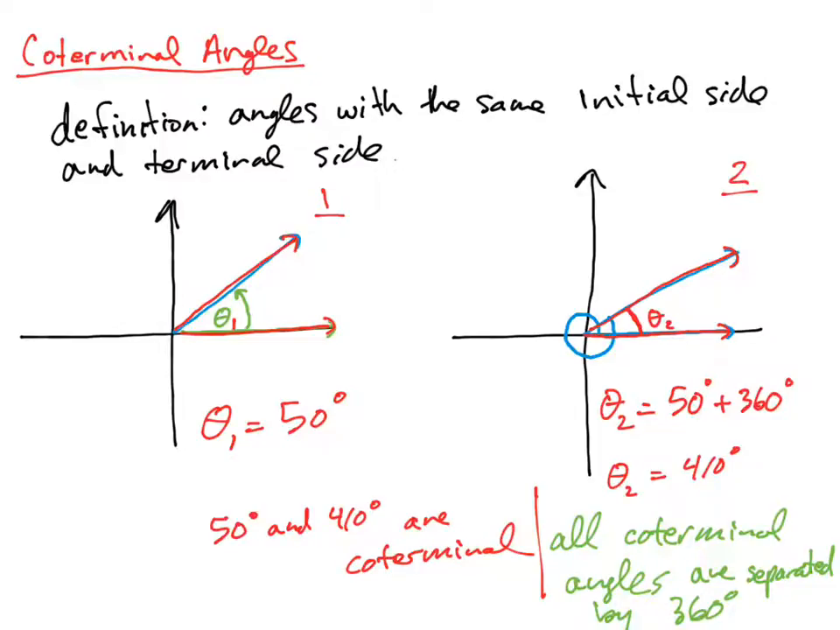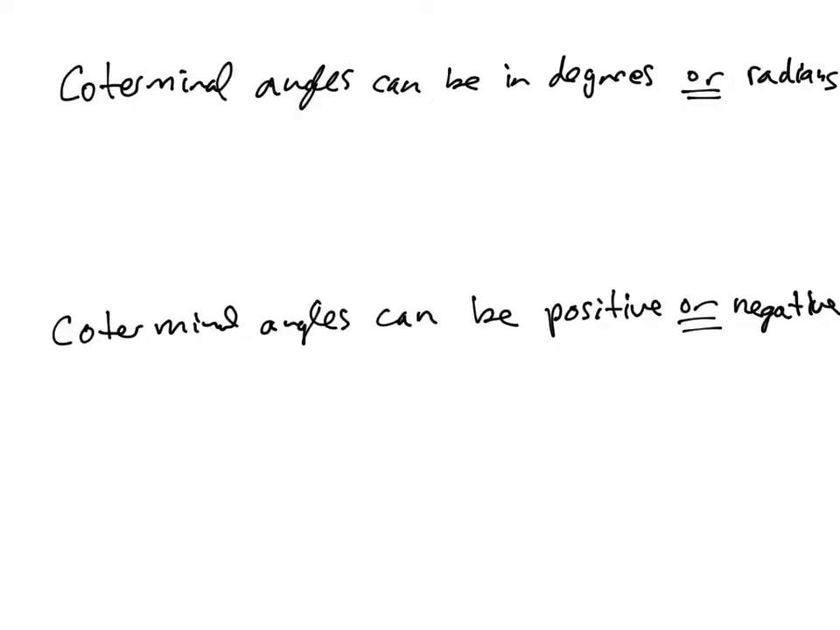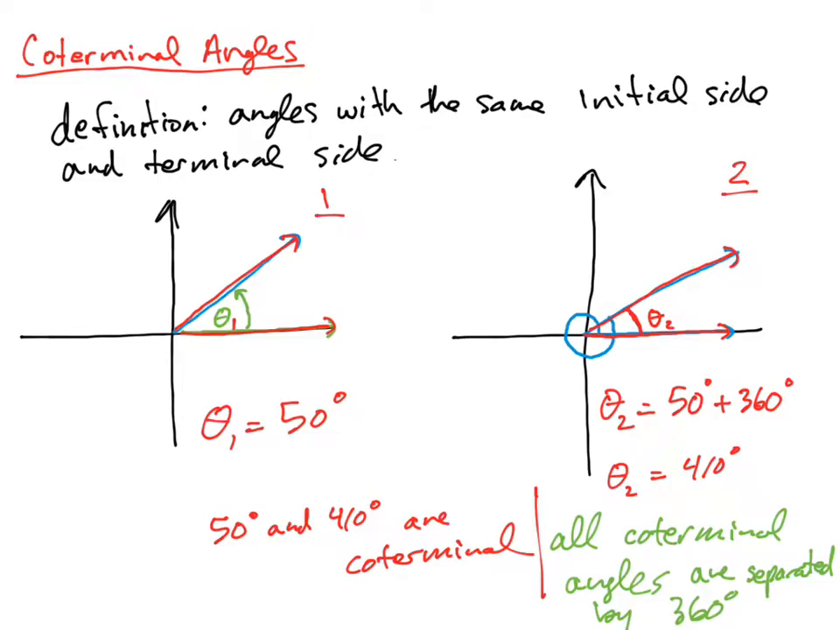If we know one angle, to find a coterminal angle, all we need to do is add 360 to it. Now the last two things we want to say about coterminal angles is, first, the coterminal angles can be in degrees or radians. So to find, like what we did in this last example, to find a coterminal angle, what we did was we added 360 degrees.